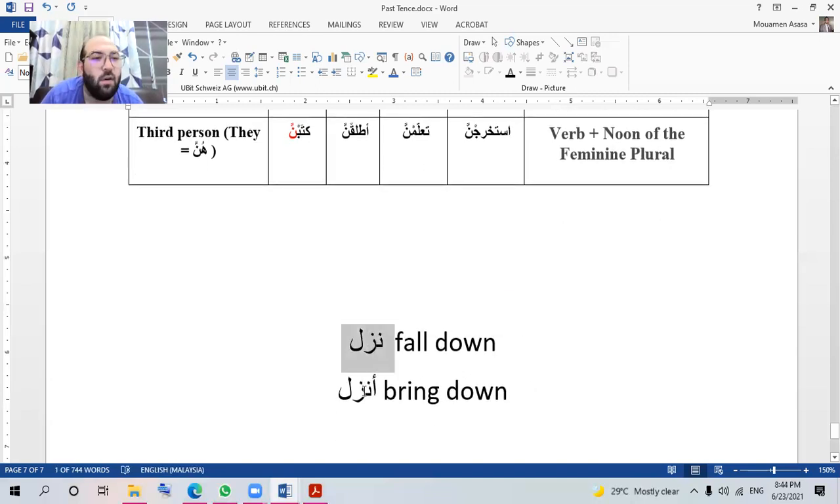This is 3-fold. This is 4-fold. And anzala, this is 3-fold. This is 4-fold. The origin is the 3-fold. When I add the alif, it has another meaning. This is what I'm telling you.